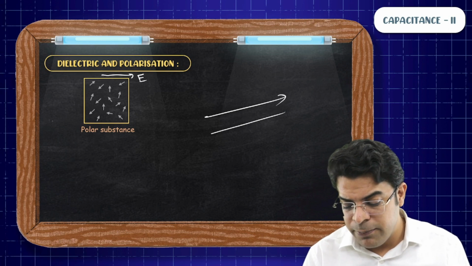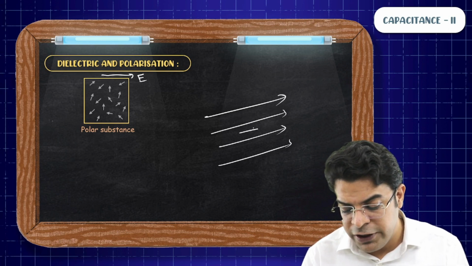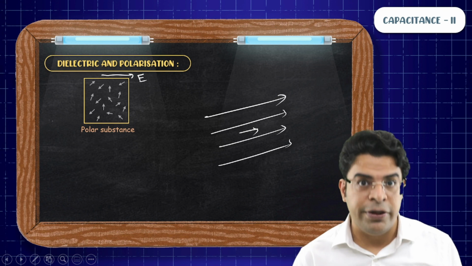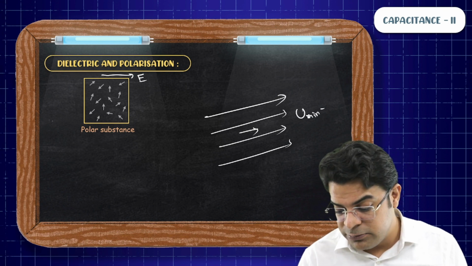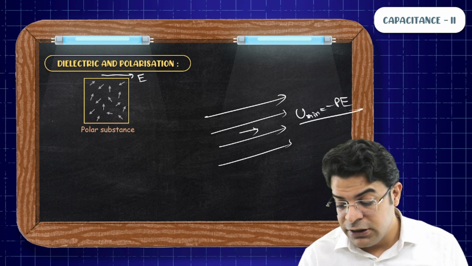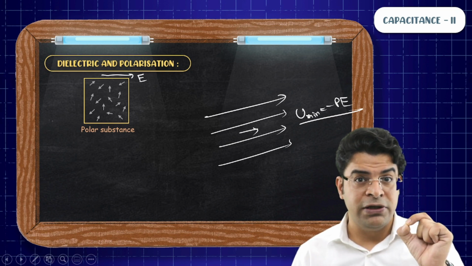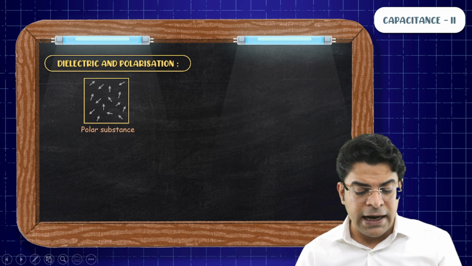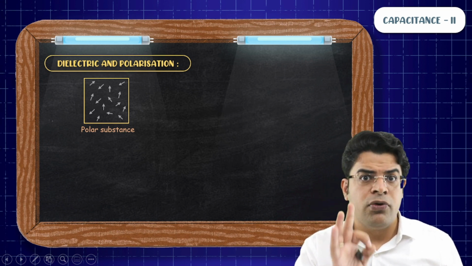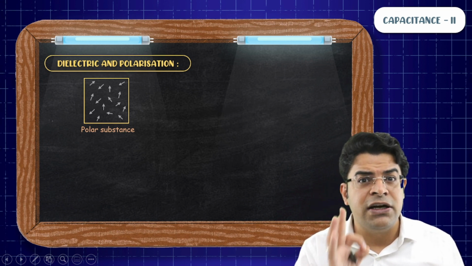Because when the dipole aligns in the direction of field, it is in stable equilibrium. The potential energy is minimum, equal to minus PE, and that's the state it wants to be in, the stable equilibrium, in the stable state. So remember that a freely suspended dipole always tries to align itself in the direction of field.